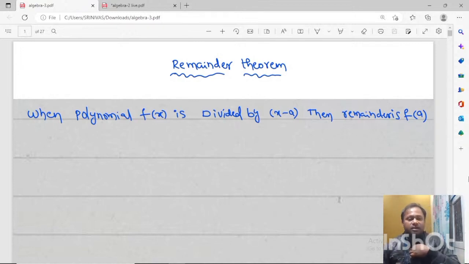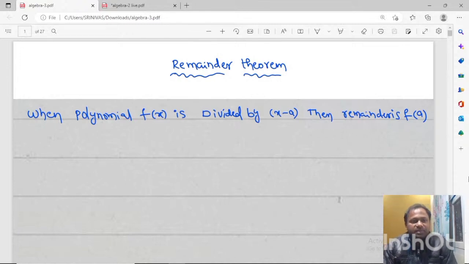Okay, now see our topic. In algebra, two theorems will be there. One is remainder theorem as well as one more, factor theorem. Based on this, in last year's HSTR one question was given. First, we will do what the conditions are in remainder theorem, and after that, we will do some problems based on that.